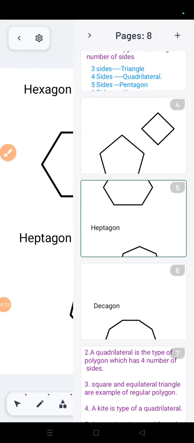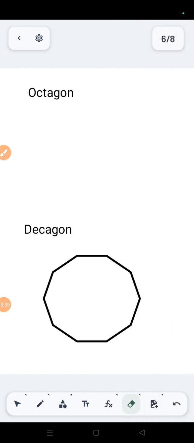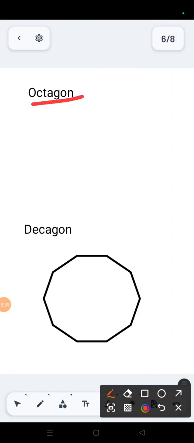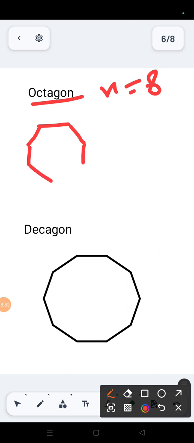Now come to the next slide, octagon. In this octagon there are eight sides. So in the case of a regular octagon, we can draw this figure: 1, 2, 3, 4, 5, 6, 7, 8. So there are eight sides in an octagon, and in the regular octagon there are eight equal sides, and each interior angle is equal in a regular octagon.